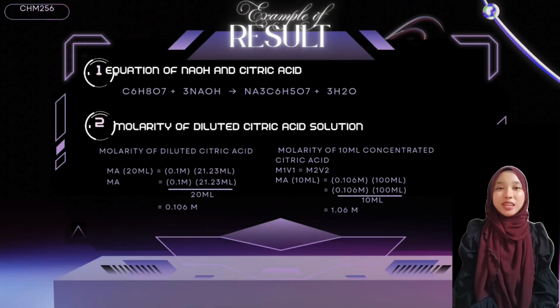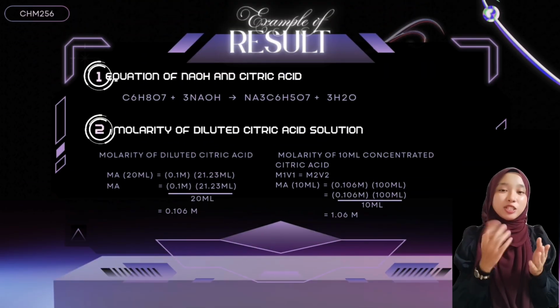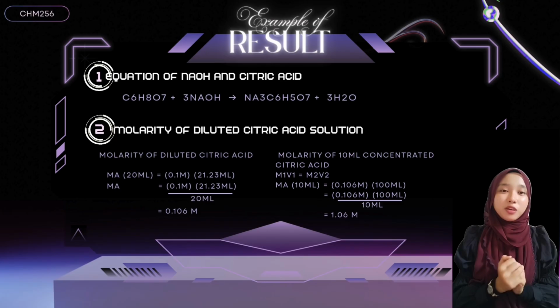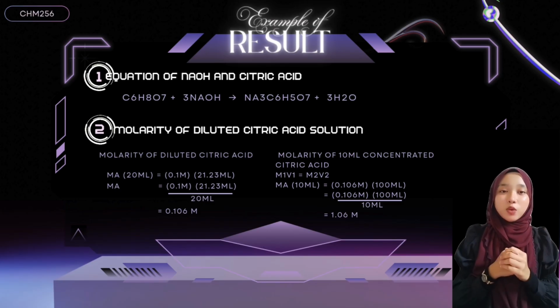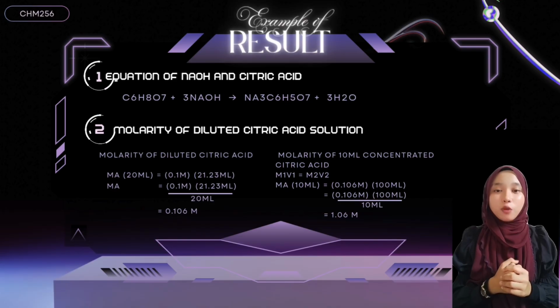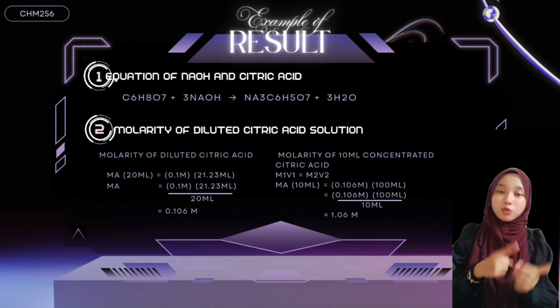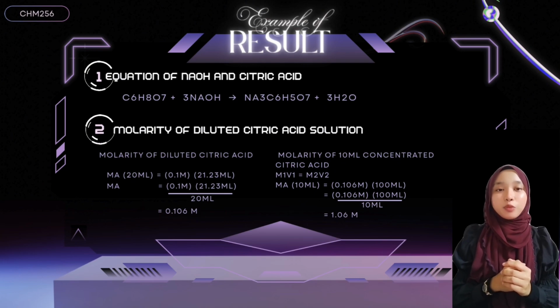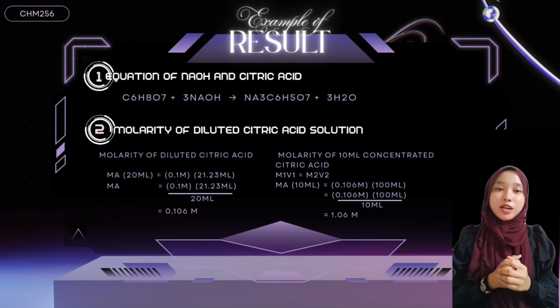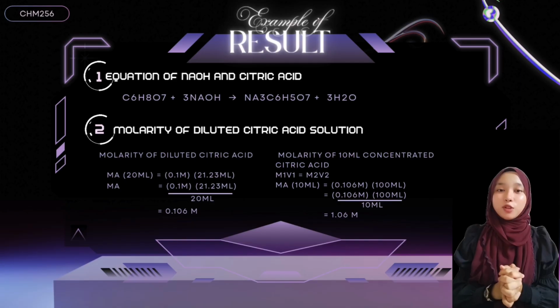In this slide, I explain the chemical reaction between citric acid and sodium hydroxide and show how we calculate the molarity of the diluted citric acid. So for the first one, the balanced equation is C6H8O7 plus 3 NaOH produces Na3C6H5O7 plus 3 H2O. So this shows that 1 mole of citric acid reacts with 3 moles of sodium hydroxide.